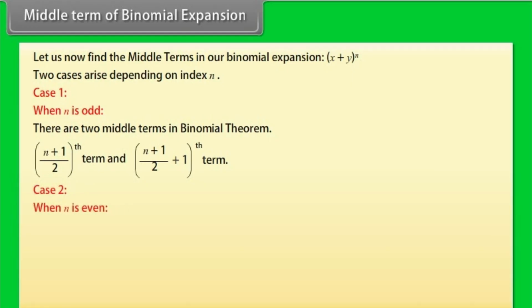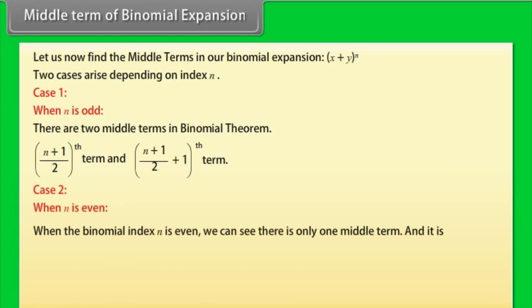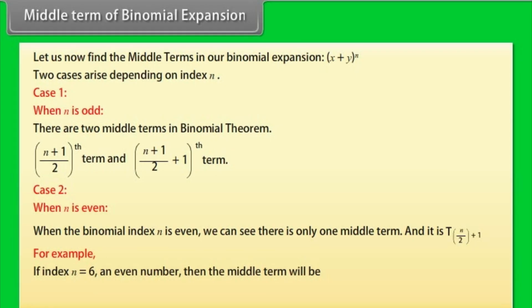Case 2: when n is even. When the binomial index n is even, we can see there is only one middle term, and it is T(n/2 + 1). For example, if index n is equal to 6, an even number, then the middle term will be T(n/2 + 1), which is equal to T(6/2 + 1), which is equal to T4.